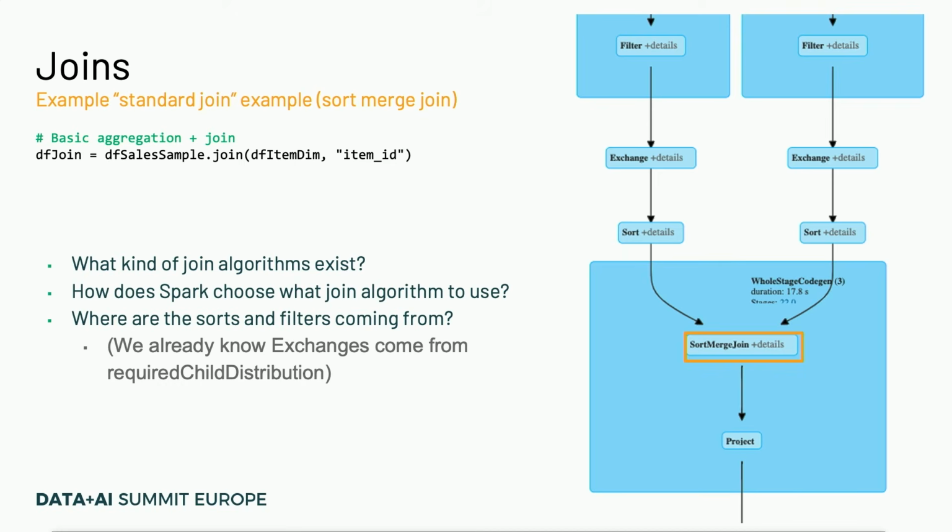So what we now really want to know is, first of all, we are now seeing the sort merge join, but what join algorithms actually exist, right, within Spark? And second of all, we also want to know, how does Spark actually choose what join algorithm to use?